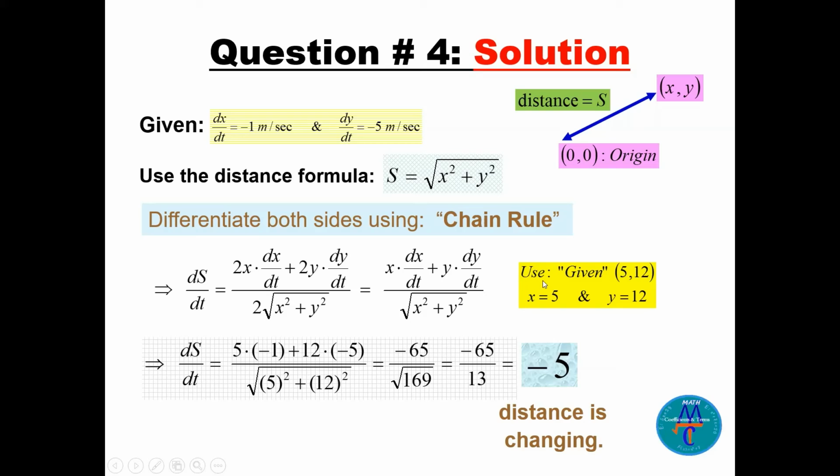Now we have to substitute from the given the point 5, 12. So x will be 5 and y will be 12. And also dx over dt is minus 1, dy over dt is minus 5. Put all the numbers and add, divide, the answer will be minus 5. This is the distance changing.